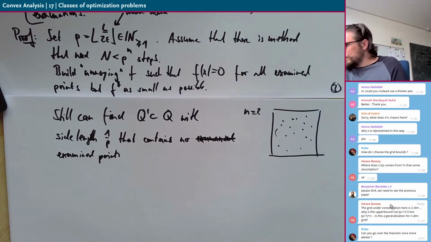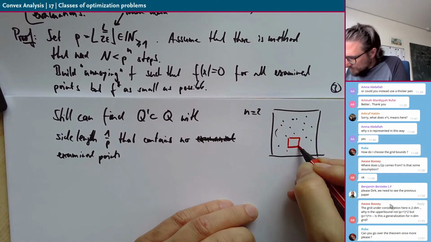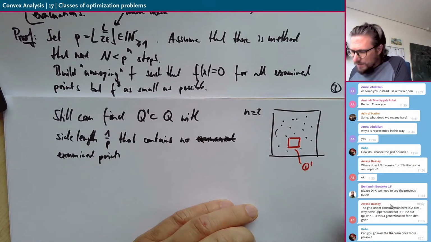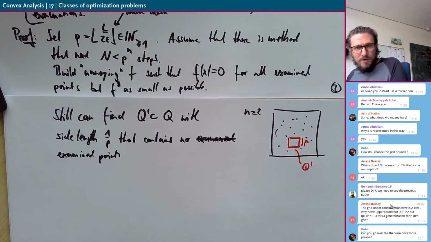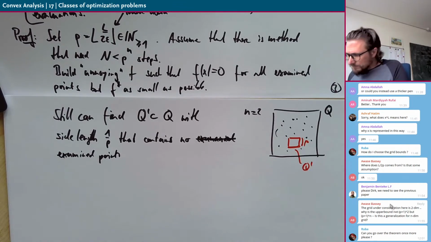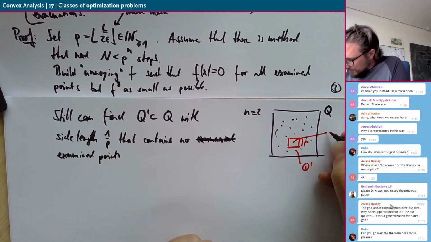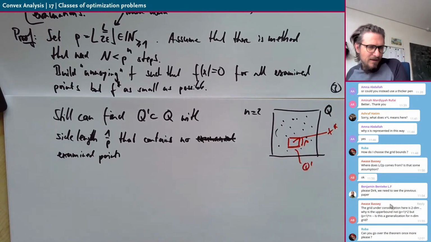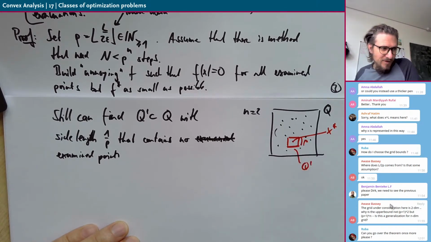So here, inside this, there's still a cube q prime. The side length is p, and there's no examined point inside this p. So right here in the middle somewhere there is our x star. So this is the room we have where we can make our function as small as possible.